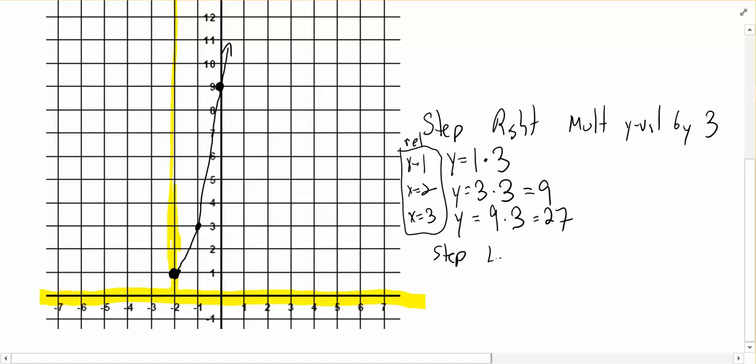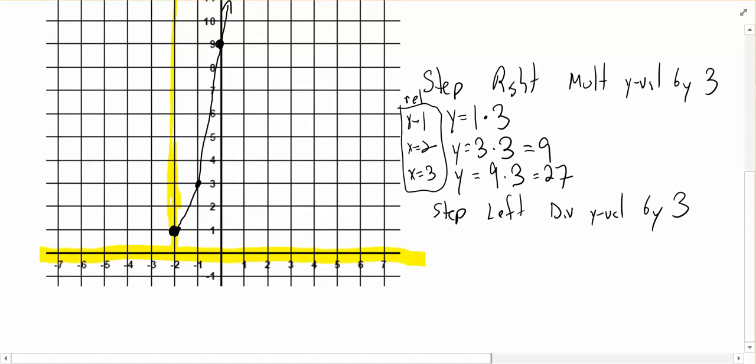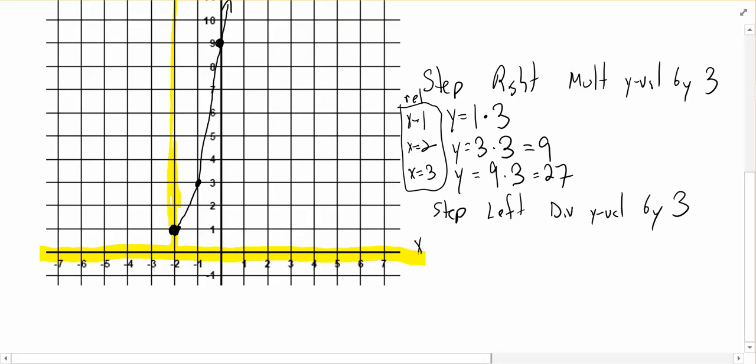Now if I want to take a step to the left, I'm going to divide the y value by 3. So I'm going to go back over here to my 0, 1. I'm going to call it 0, 1, even though I know it's at -2. We're looking relative to my new axes. If I take a step to the left, then I'm going to take the previous y value, which was 1, and I'm going to divide by 3. That gets me 1/3.